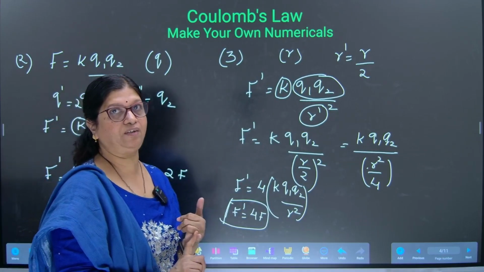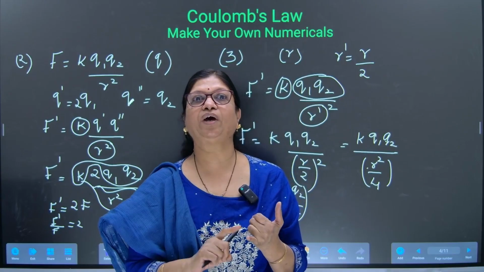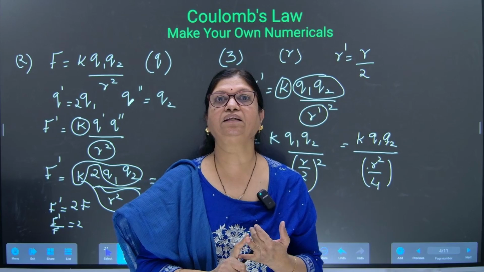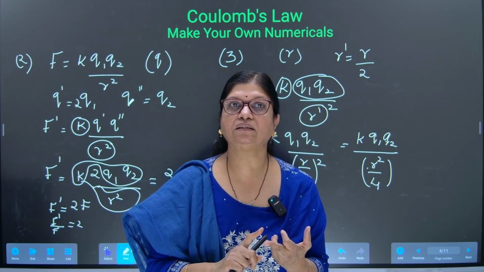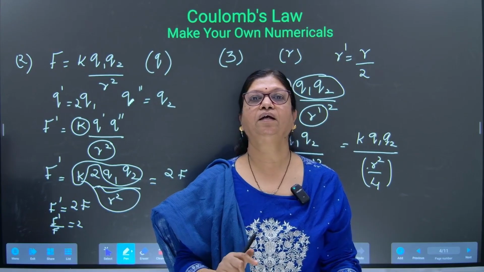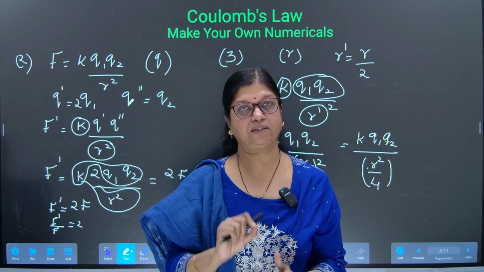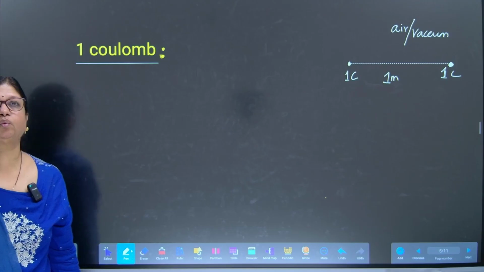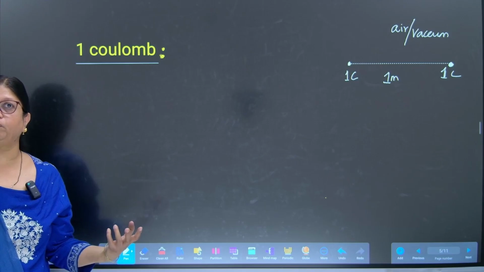So we have made 3 variations. One, change in the medium such that the value of k is changed. Change in the charges value, and then change in the distance value. While studying itself, you keep in mind, when any formula is given, every variable can be changed. Okay? So now we can make our own numericals, we can make our own variations.